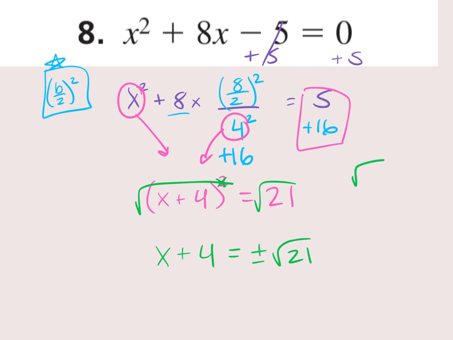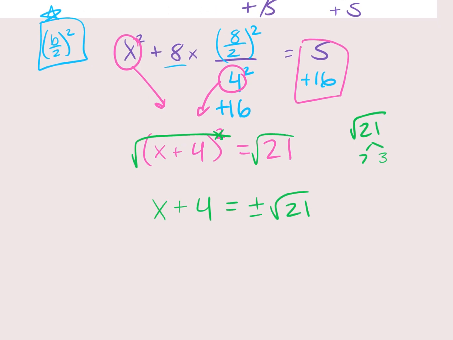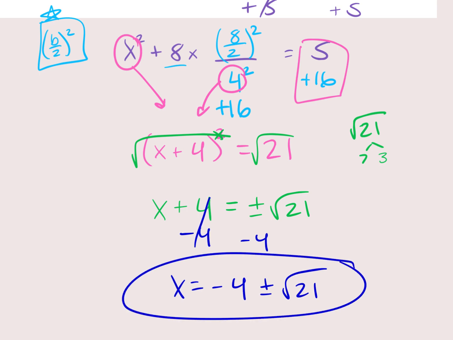Let's check to see if we can simplify the square root of 21. What are 2 factors of 21? 7 and 3. Can I break it down any more? Do I have any pairs? Nope, so it doesn't simplify. What's the last step? Subtract 4 on both sides. So x is equal to negative 4 plus or minus square root 21. Raise your hand if you got the right answer. Awesome. Good job, guys.